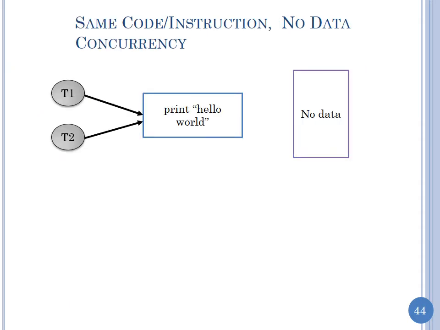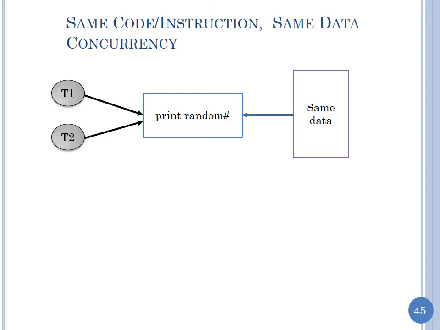I'm going to say, when I'm printing hello world or printing a random number, I basically have the same code being executed with no shared data really. Well, maybe with print hello world, there's no shared data. Okay, so I can have two threads execute hello world, the same piece of code, no shared data. And then when I print a random number, there's no explicit shared data, but there is some random seed that we are sharing. Okay, so I'll call that same code and same data.